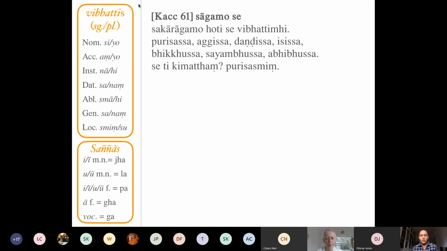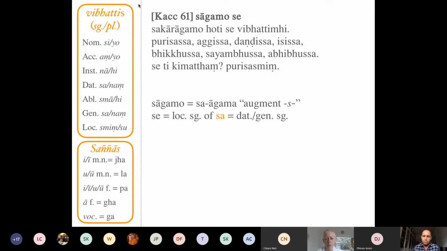So we start with a random rule that we choose, Sagamo se. And here, in the rule, you have to understand the sandhi: sa agama, the augment sa, s. And the word se is a locative singular of sa.